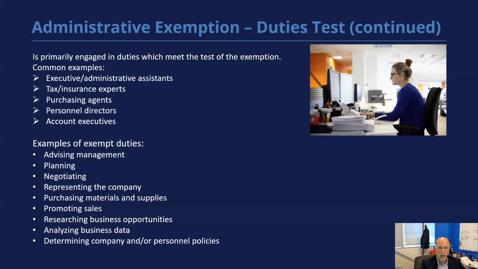These are just examples. And examples of exempt duties under the administrative exemption include advising management, planning, negotiating, representing the company, purchasing materials and supplies, promoting sales, researching business opportunities, analyzing business data, determining company and or personnel policies. And these are just some examples. By no stretch are these exhaustive.